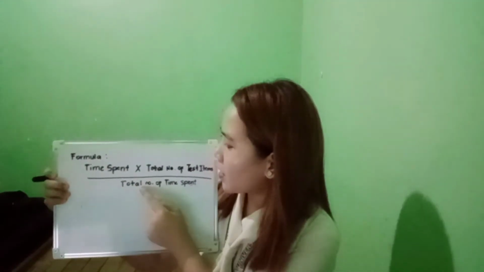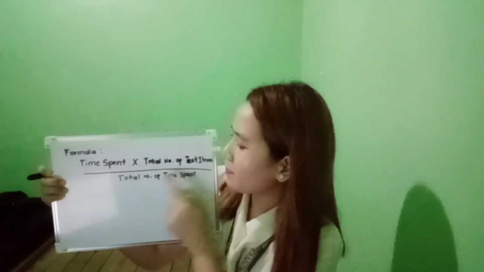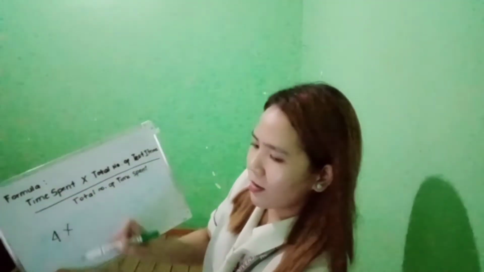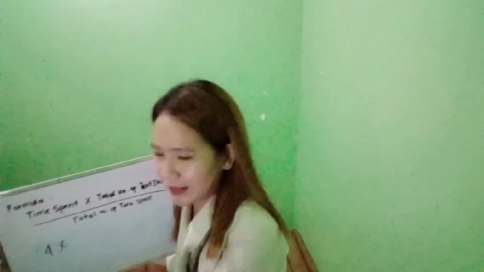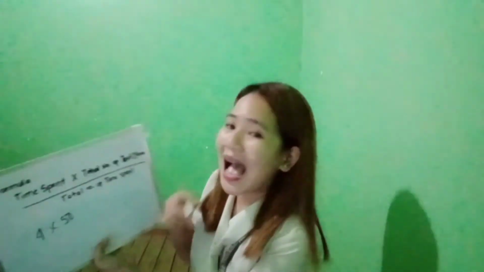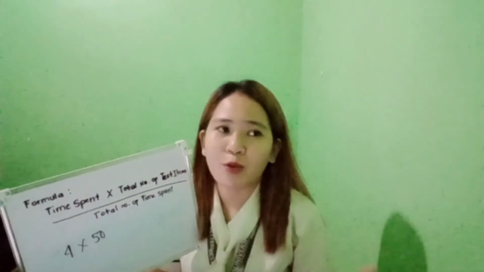How to compute this? How did I get the 10? Kung makikita nyo, ganito ang formula. The time spent times total number of test items divided by the total number of time spent. So, sa first row, the time spent is 4 times the total number of test items, 50. 50 yung gusto kong ipa-exam sa mga students ko. Kaya 50 ang total number of items. Pwedeng, it depends. Pwedeng 30, 40, depende sa teacher. Okay? So, 4 times 50 is equals to 200.